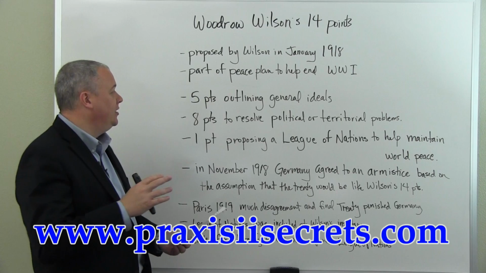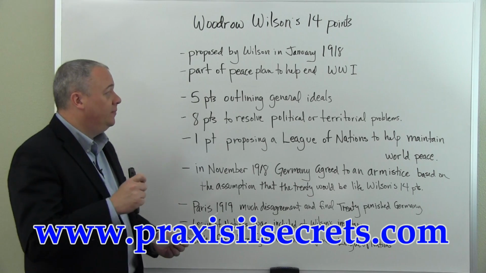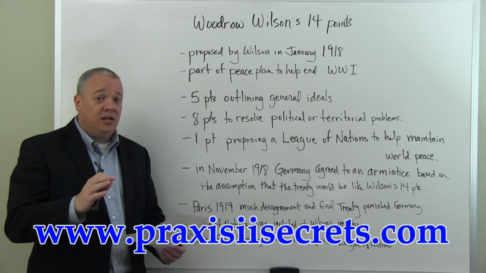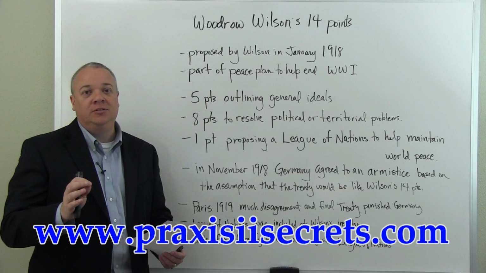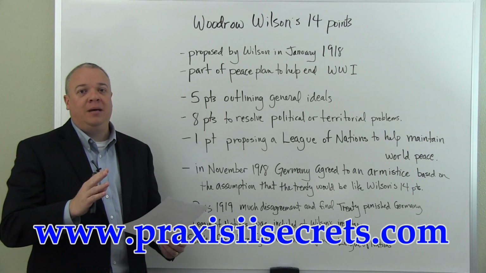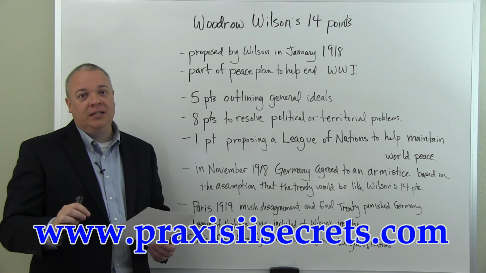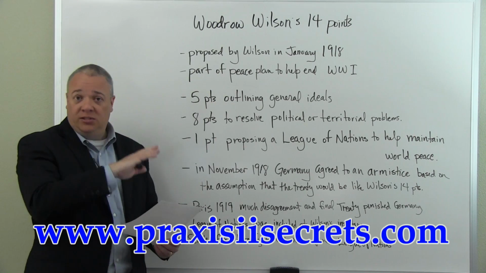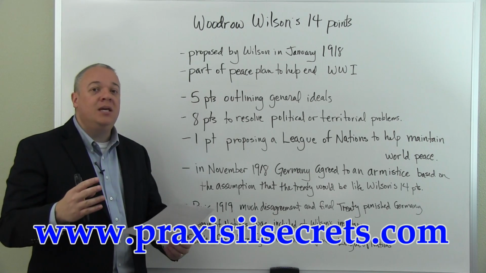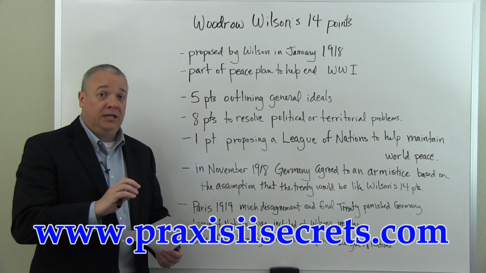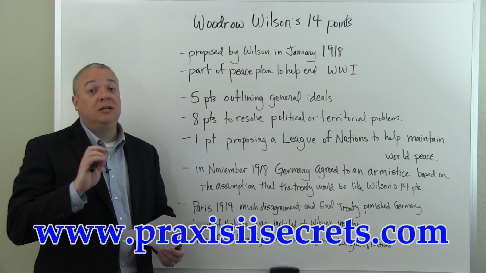Then 8 points of the 14 were used to resolve particular political and territorial issues. How are we going to restructure the map of Europe? Who's going to get what? What will it look like politically and territorially when this is concluded? And remember, this is Wilson's plan. He's like, here's how we can maybe solve particular political issues and solve particular territorial issues.